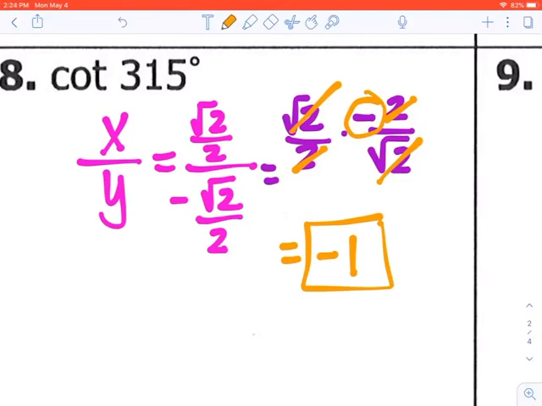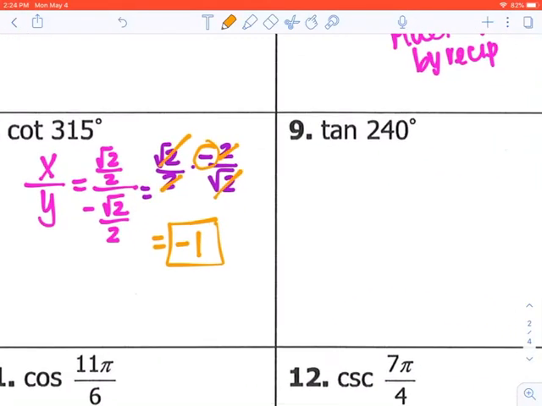If you tried to find the tangent of 315 degrees, you can do that, and then take the reciprocal, and then you would have your cotangent. So there are a couple ways you can do it.